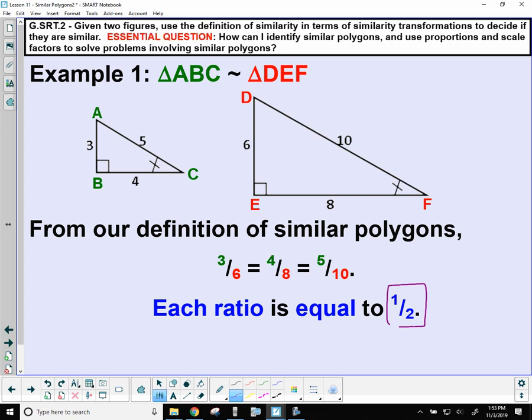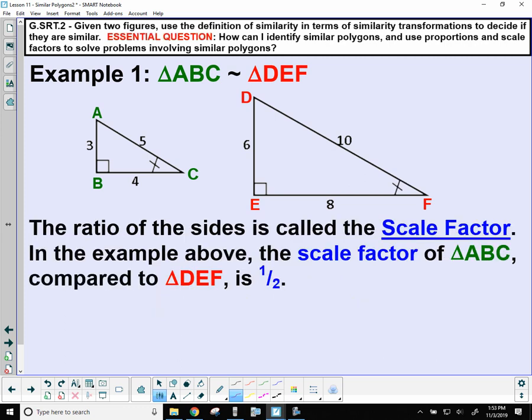So again, I think this is another blank on your paper. The ratio of the sides is called the scale factor. In the example above, the scale factor from ABC compared to DEF is going to be 1/2. Now remember, that's when you go from the larger triangle to the smaller triangle. If you wanted to get bigger, we would simply multiply it by 2. Okay, this is multiplying by 1/2, or for some of us, it's just dividing by 2. Either way.